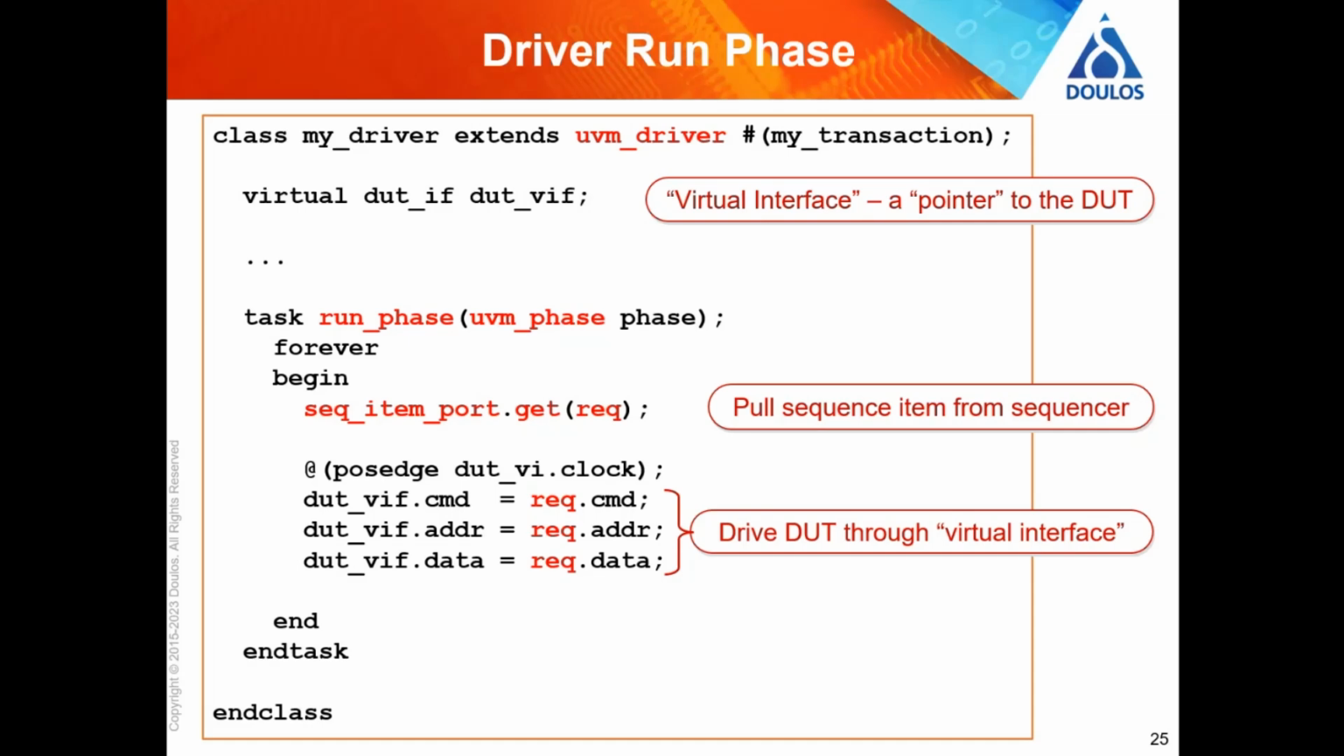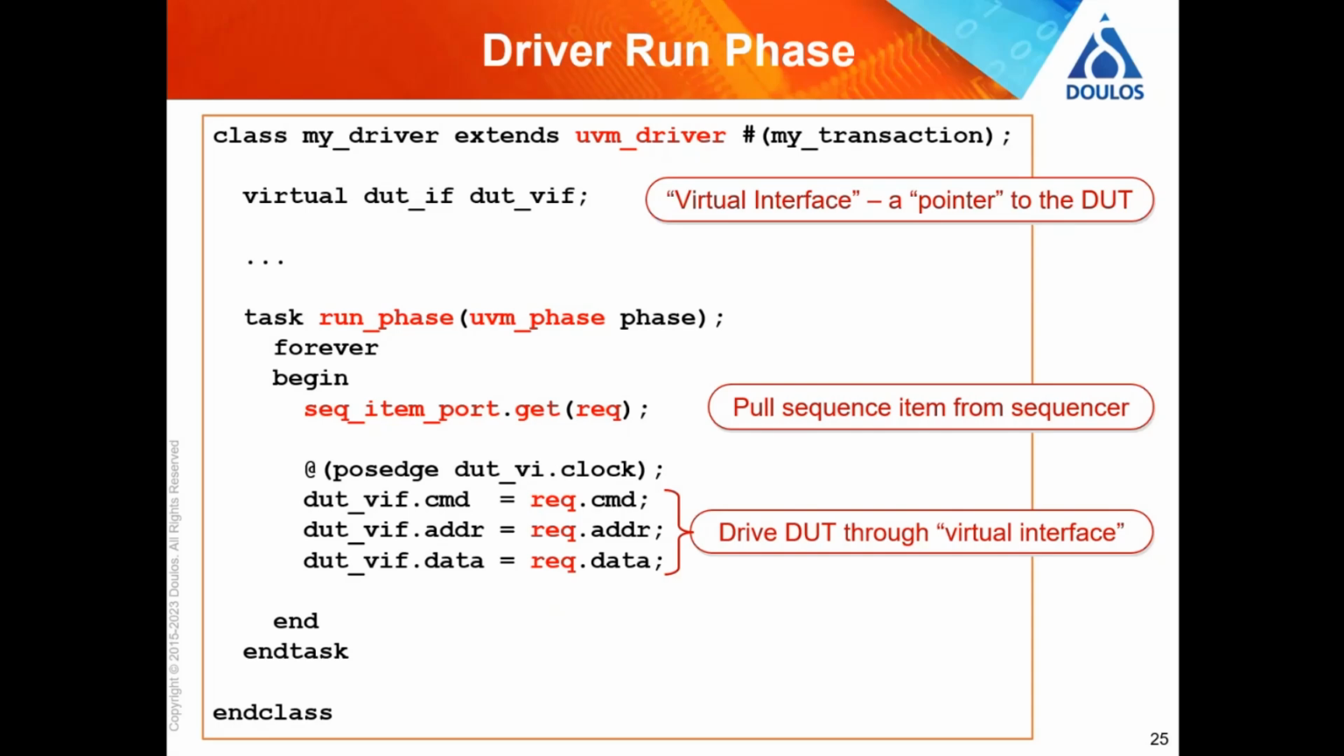And you saw that slide about 6 or 7 slides ago, where we overrode the build phase to make things happen in the build phase. You saw the slide with the phases. The run phase is where the test actually runs, where time is consumed, things happen, transactions are generated, the DUT does stuff. And you can see we're going around forever here.